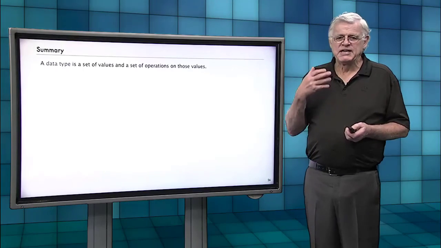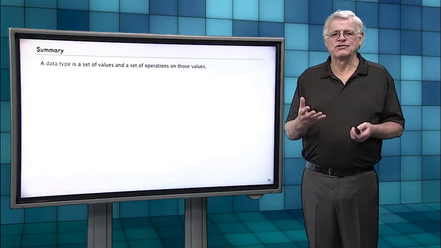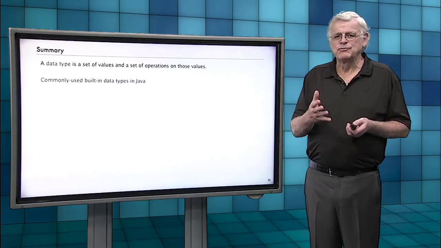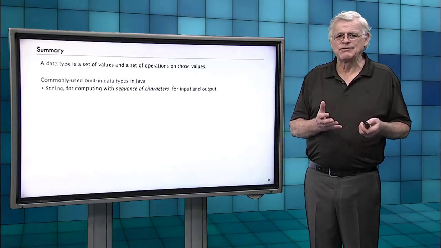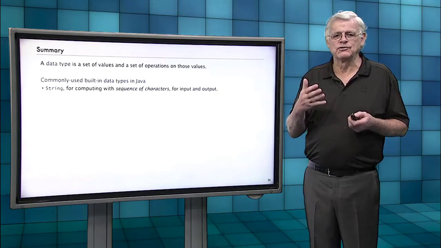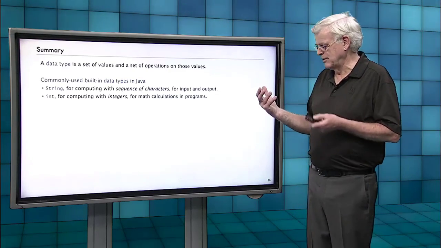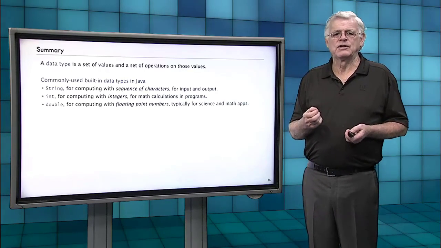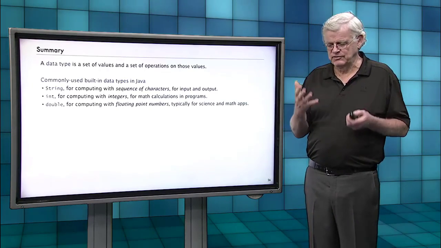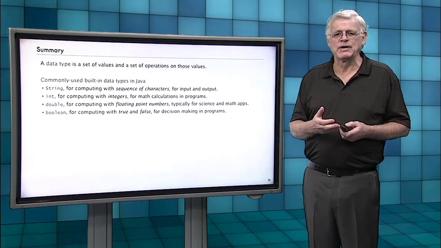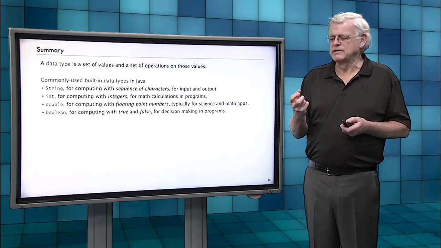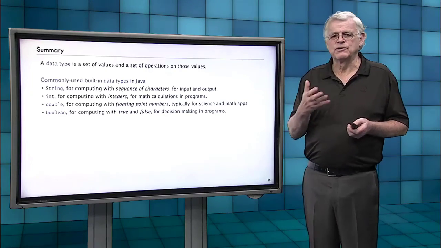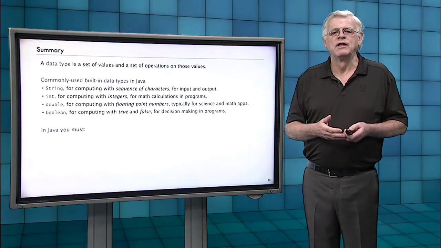So that's the summary. A data type is a set of values and a set of operations on those values. There's a lot of commonly used built-in data types for Java that we've seen programs that use them. There's string for input and output, which is strings of characters. There's integers and doubles that we use for science and math calculations in programs. And there's boolean that's computing with true-false values that we're going to use for decision-making in programs.